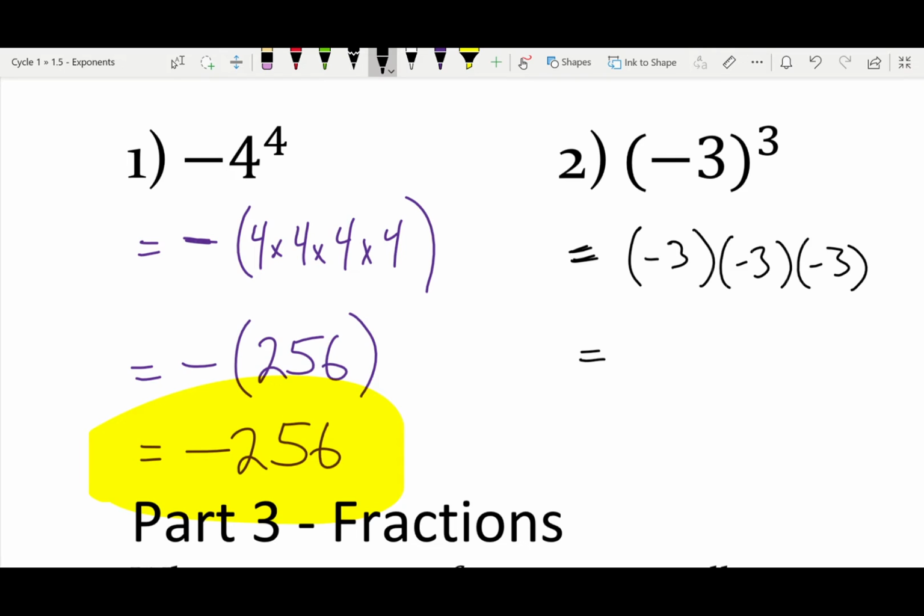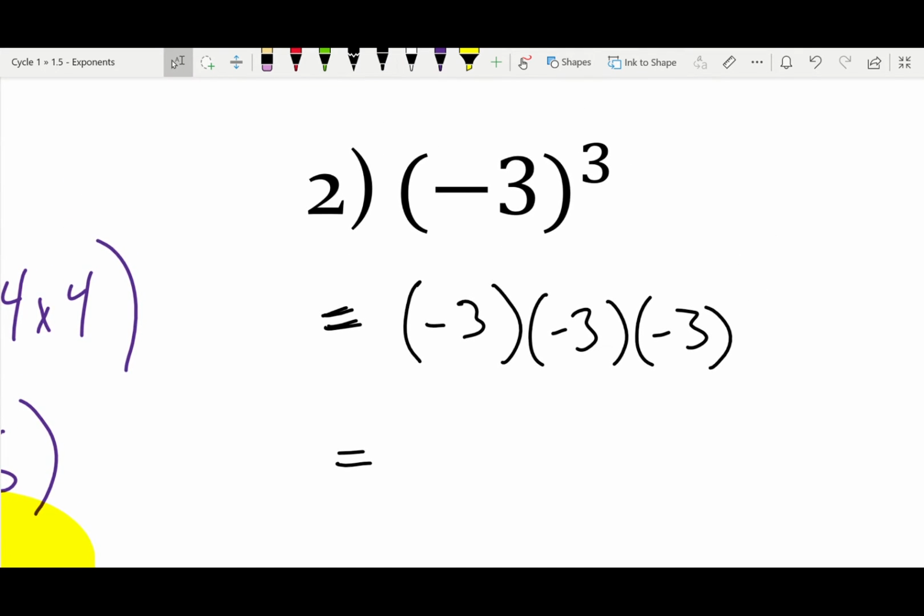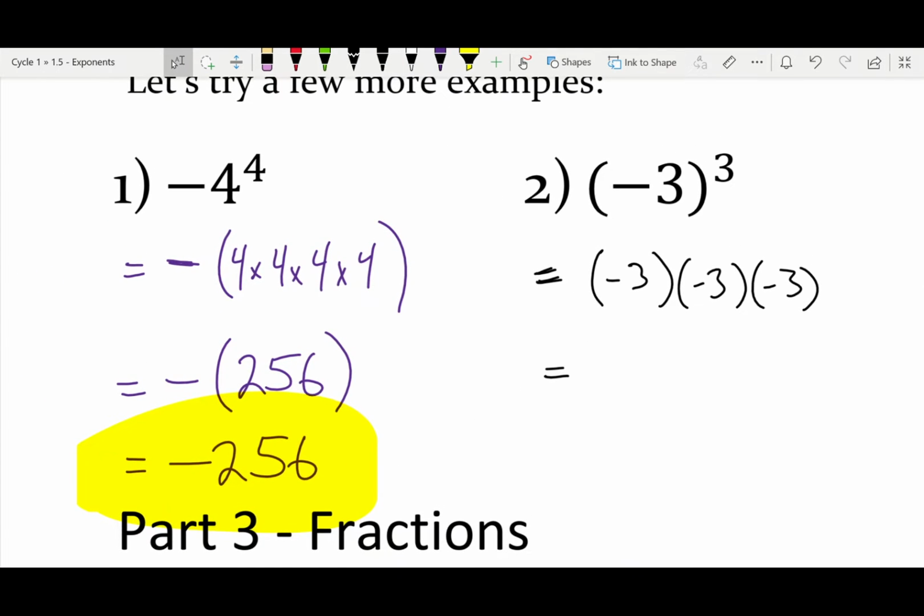Anyone know what the answer is going to be for this one? Well, what's the number, first of all? The number is going to be the same no matter what. 3 times 3 is 9. 9 times 3 is 27. How many negatives do we have here? We have 3 of them, right? We have an odd amount. Anytime you're multiplying an odd amount of negatives, it's going to stay negative. If there were an even amount of negatives, this would be a positive number right now.